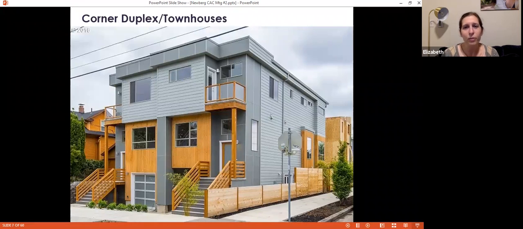Here's another corner duplex, although actually one thing that'll hopefully emerge in these slides is that there's definitely a blurring of the lines between these types, whether this is truly a corner duplex or whether it's two townhouses that are on a corner. But you can see that some of these, the massing gets to be pretty high. So that's something that we should consider. Next.